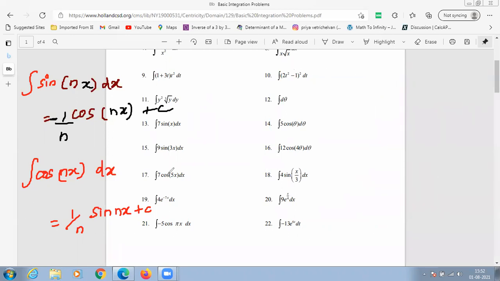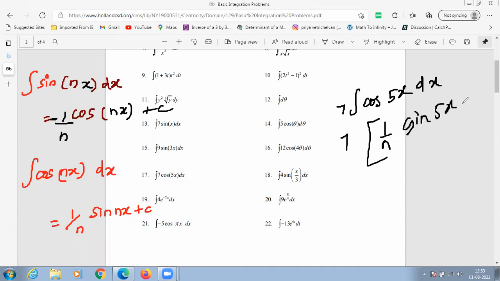Question number 17. 7 cos 5x dx. You can take the 7 out. Integrate the cos 5x alone. Again, you will be using the cos nx formula. It's going to be 7 times 1 upon n sine 5x. What is that 1 by n value? 1 by n is nothing but 1 by 5. So it's going to be 7 by 5 sine 5x.